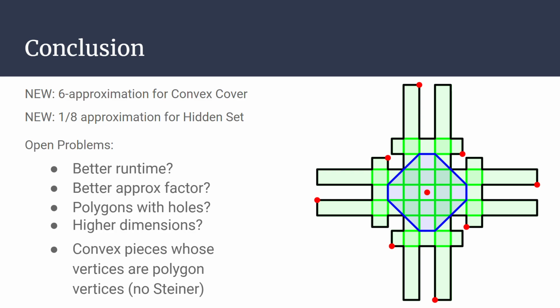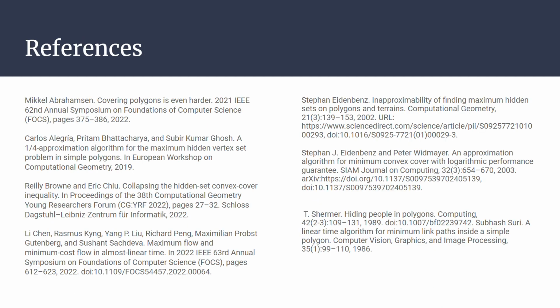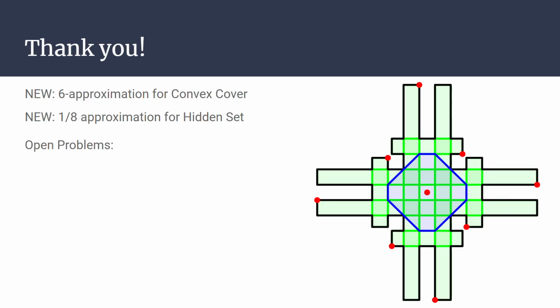And I think this is the most realistic of our current open problems: could we extend this to the case where the vertices of the polygon are all we can use for the convex pieces? And so here are the references that we used. And thank you for listening.